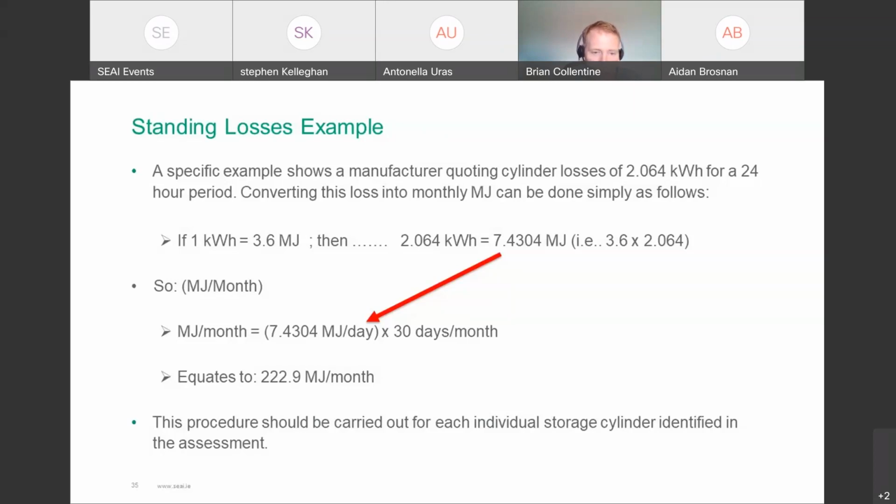This procedure should be used for each individual storage cylinder identified in the assessment. So each cylinder must be accounted for in this method as well.